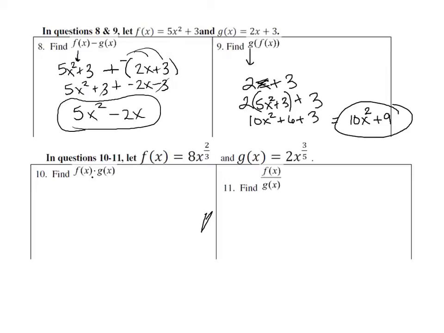Again, it's multiplication. So we're going to take the F problem and times it by the G problem. Okay, first of all, 8 times 2. That's 16. Now we have x to the 2/3 times x to the 3/5.